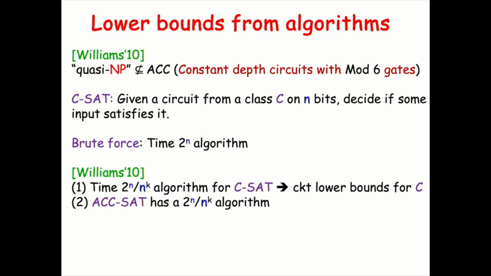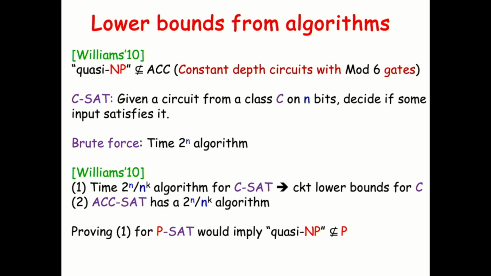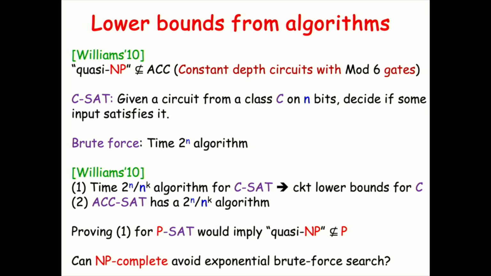And of course, to get his results, he proves that the satisfiability problem for ACC circuits has such a slight gain over 2 to the n. Proving the same for polynomial size circuits will basically prove P different from NP. So you just have to design an algorithm just a tiny bit better than brute force. And yeah, so that's the question: can solving an NP-complete problem avoid brute force search?